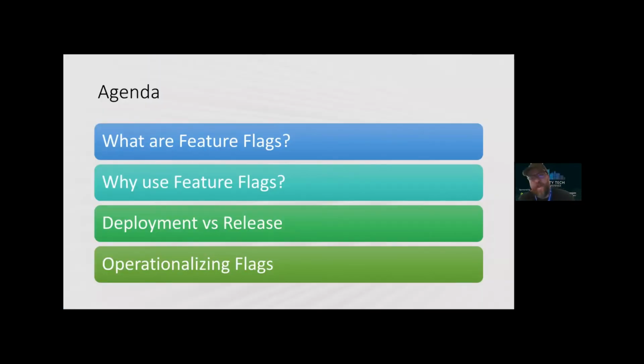So feature flags, what are they? Why are we going to use them? I sometimes say release, I sometimes say deploy. Well, what's the difference? And as we start looking at flags, how do we operationalize these? How do we use these at scale? And I've got code samples that we're going to dive into. We're going to see using feature flags in real time and what some of those options look like.